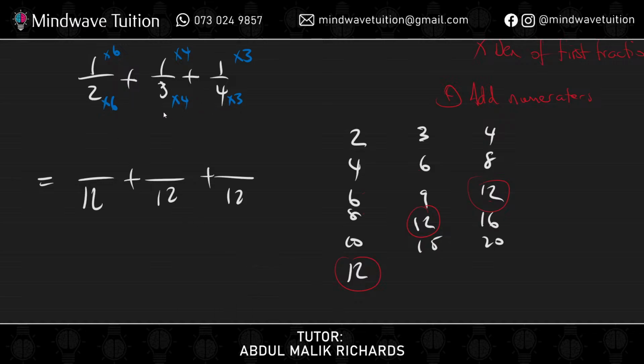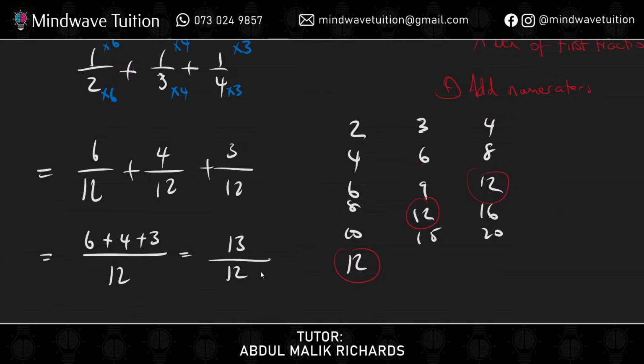So the denominators, we know they're going to equal 12 because it's our lowest common denominator. So we just have to work with the numerators now. So 1 times 6 is 6, 1 times 4 is 4, and 1 times 3 is 3. And since our denominators are the same, we just have to add the numerators. So 6 plus 4 plus 3. 6 plus 4 is 10, 10 plus 3 is 13.